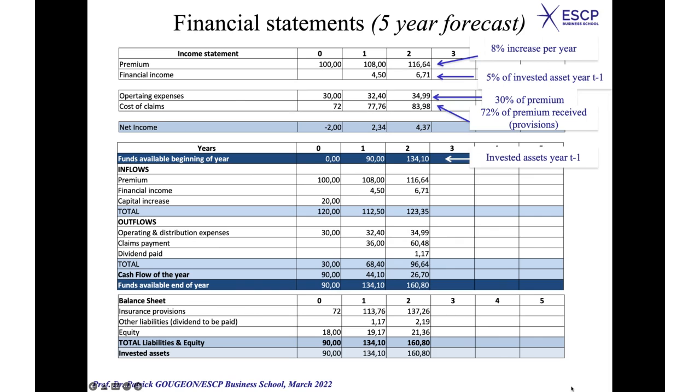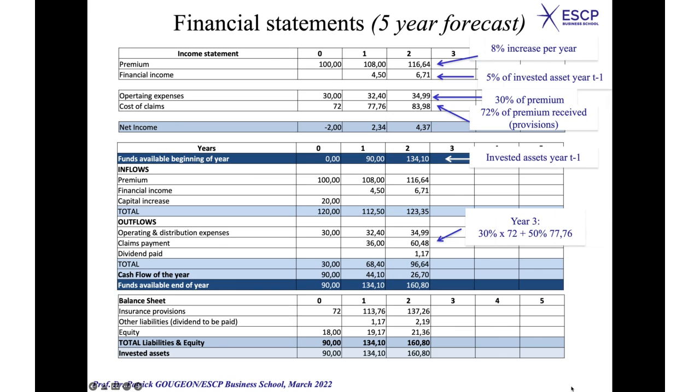So first line, funds available at the beginning of the year. Funds available at the beginning of the year is the amount which is invested at the end of year one. Okay, 134.10, which we take as the amount of funds available at the beginning of the year. Then you find the premium, the financial income, which is cash in, which we have counted in year two. So no problem there.